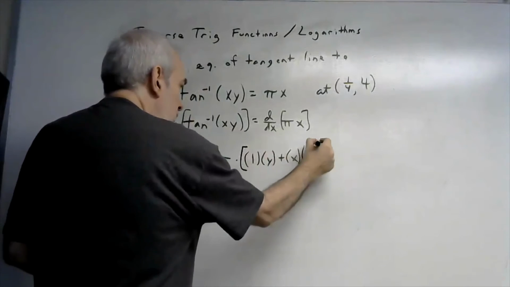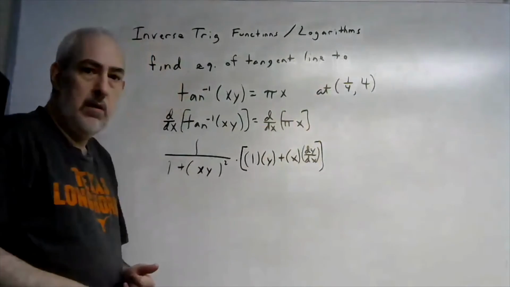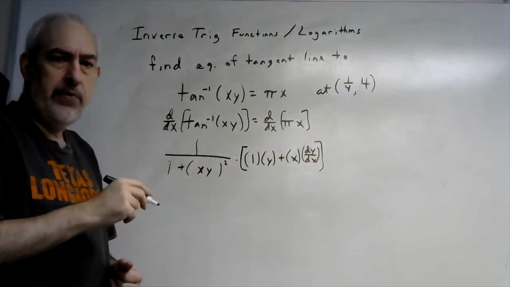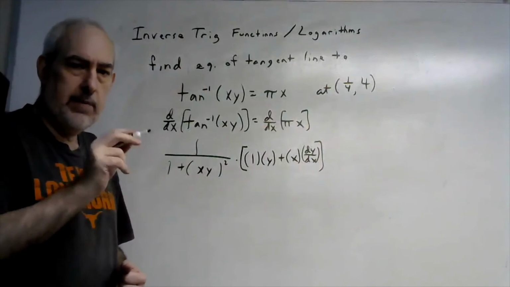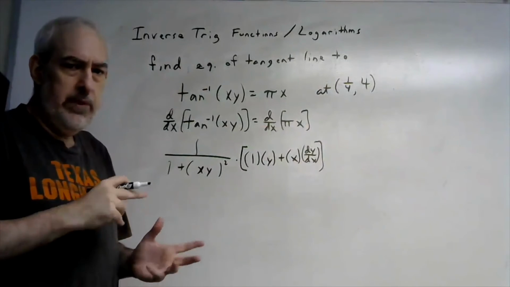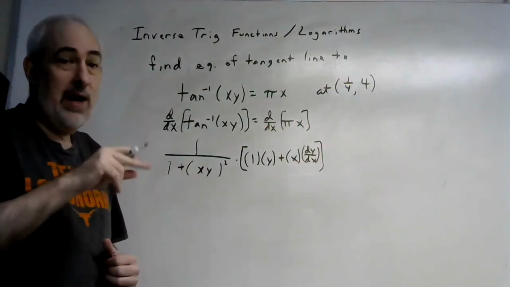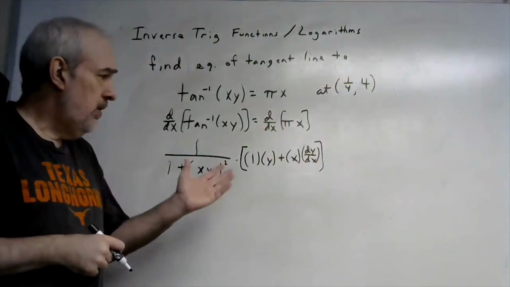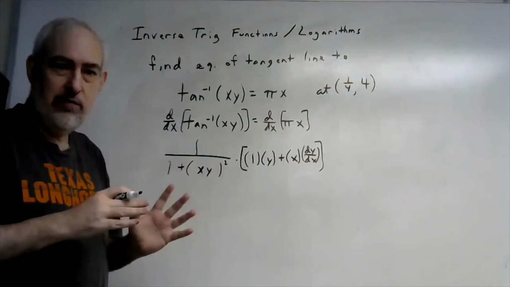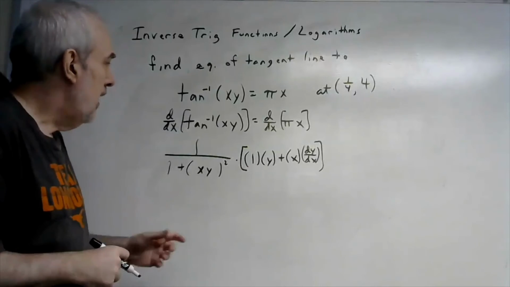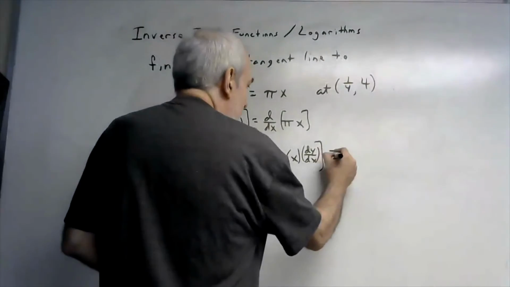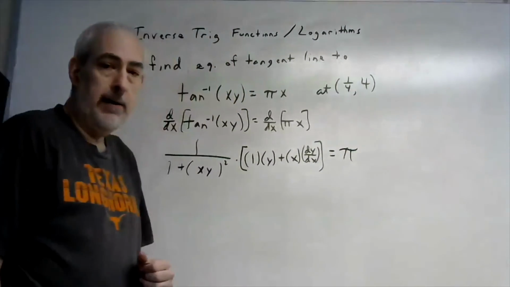Or if you want, you can put y prime, but I prefer writing out the full dy dx rather than y prime because you might lose that prime. You might think it's like y to the 1. So dy dx helps you not confuse it for something else. Anyway, the derivative of the right side is simply pi.